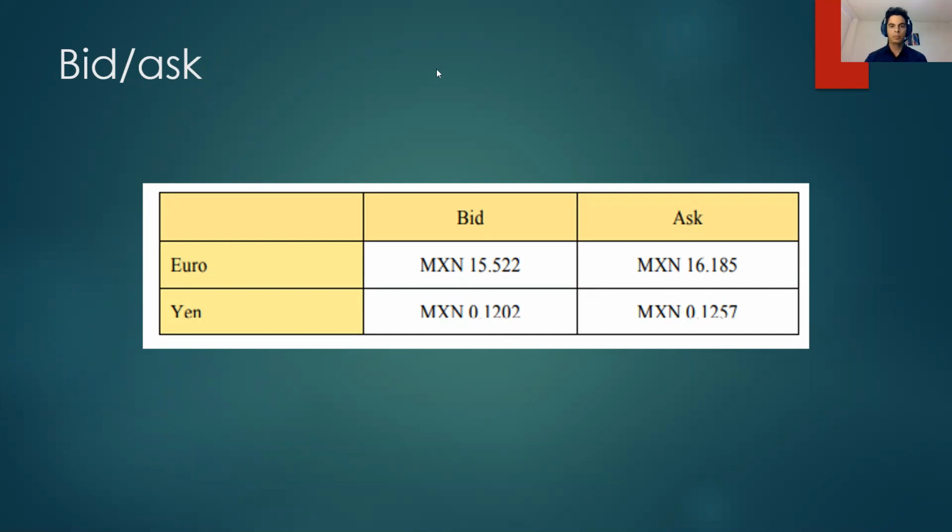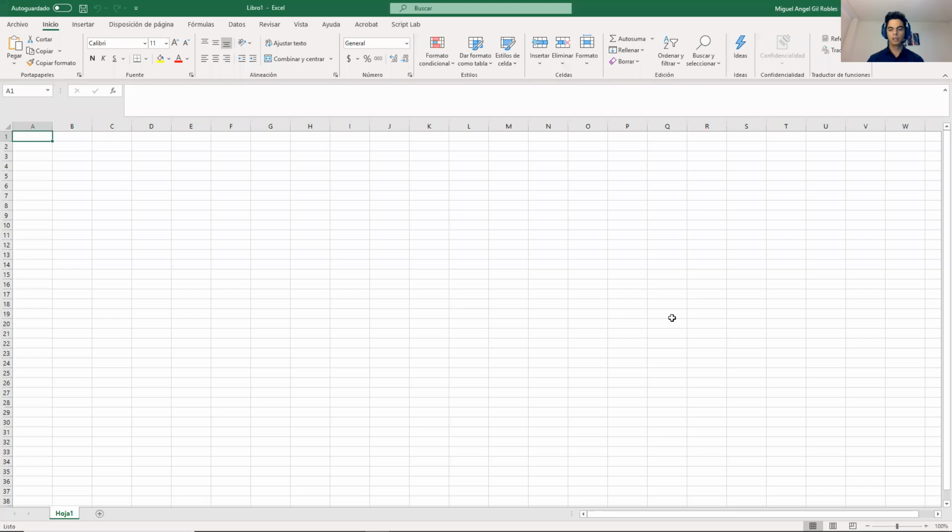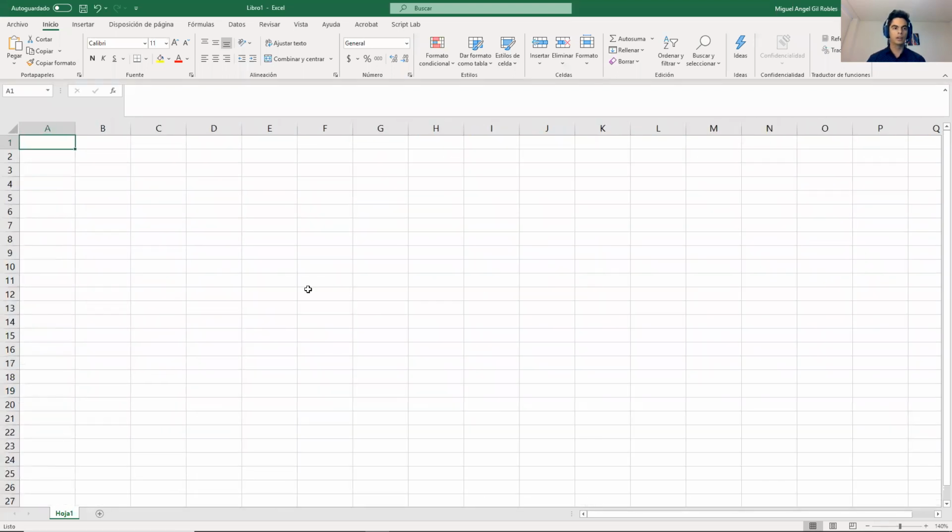So let me move to Excel because I think it will be easier if I explain with more current data. So as I said before, we always have the bid and the ask. In Spanish, this will be compra and this will be venta. So ask is venta and bid is compra. That's kind of the first thing that we need to know.